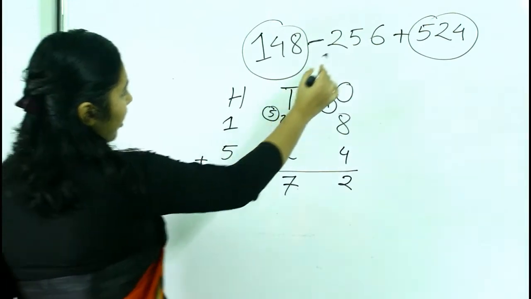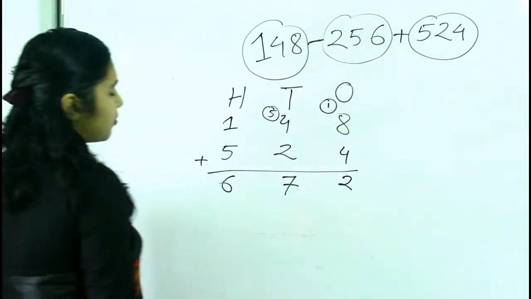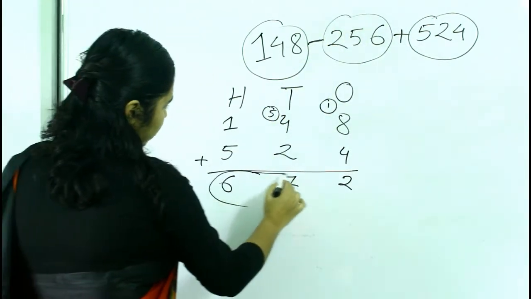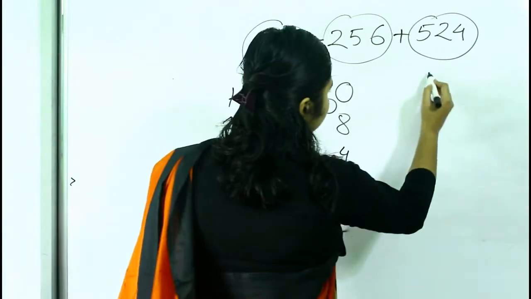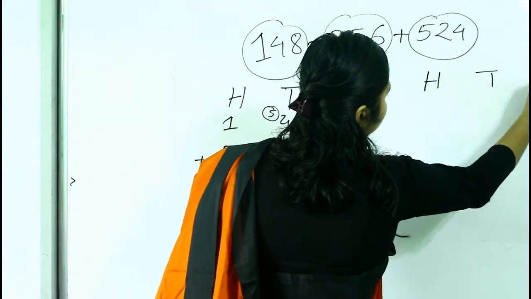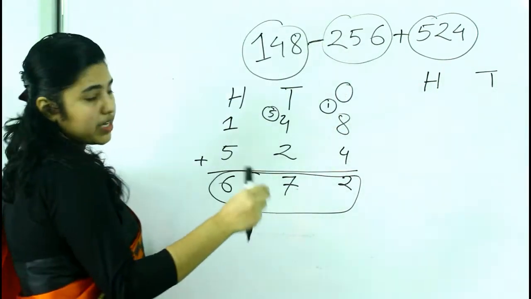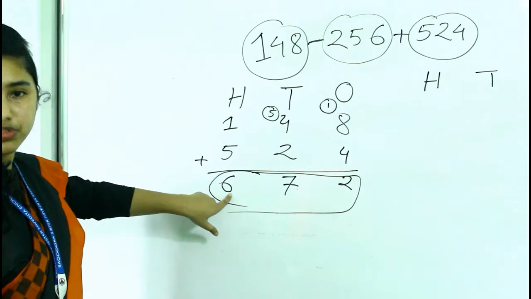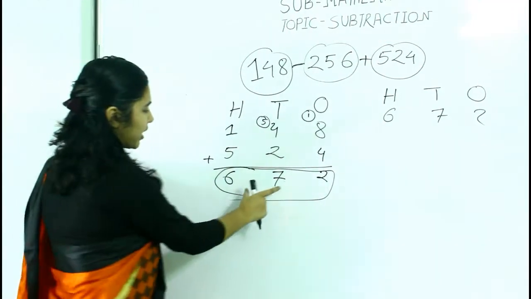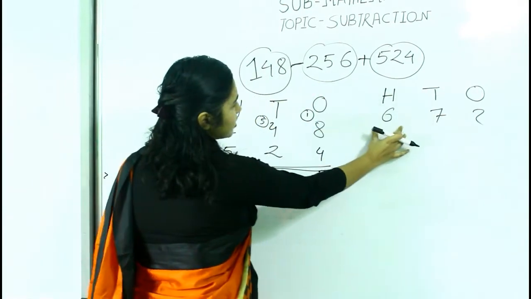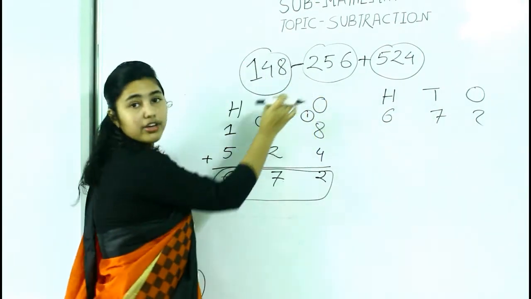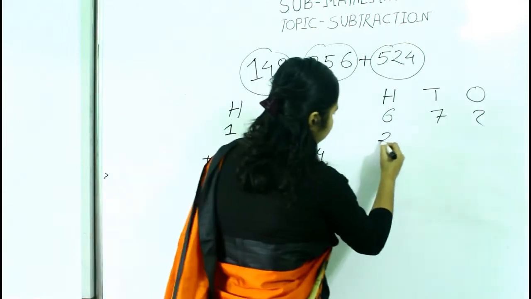Now subtract 256 from 672. Again take hundreds place, tens place and ones place, because here we have 3 digits. Now take this addition 672 first, and from 672 subtract 256.